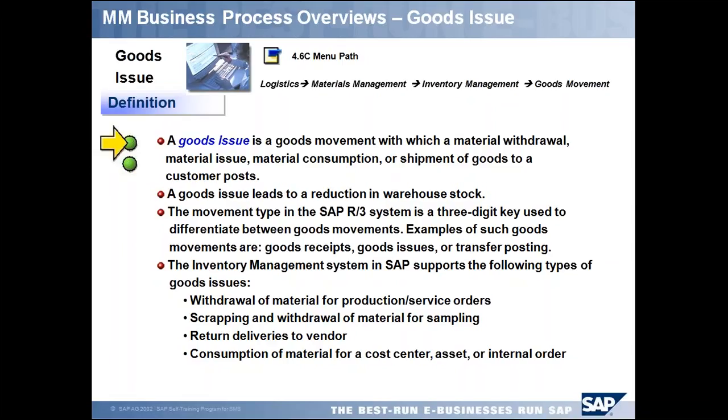What is the difference between material withdrawal, material issue, and consumption? What I understood is goods issue is basically you are getting the item out of the stock, either for your own use or to send it to a customer wherever needed, right? Yes. So what is the difference between these three? It is the same thing, but they use different words here because the usage is different.